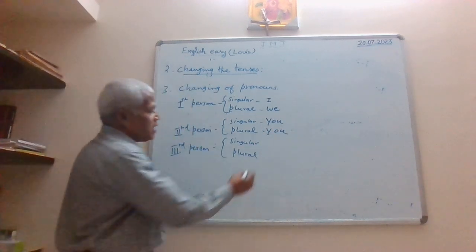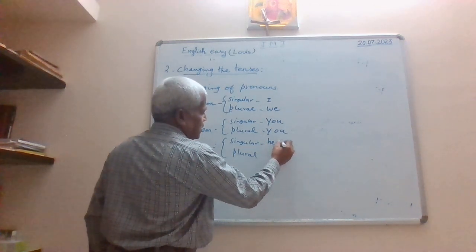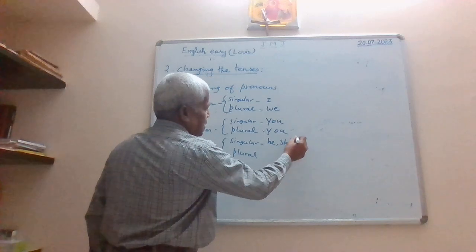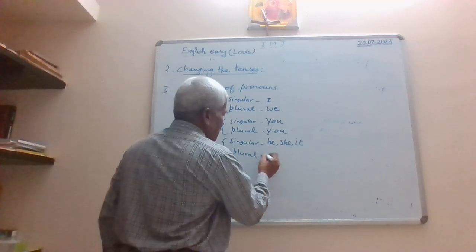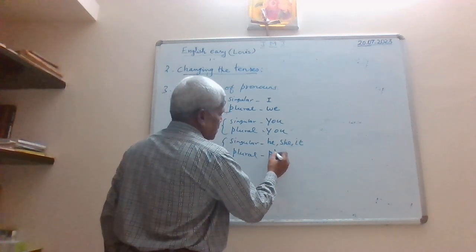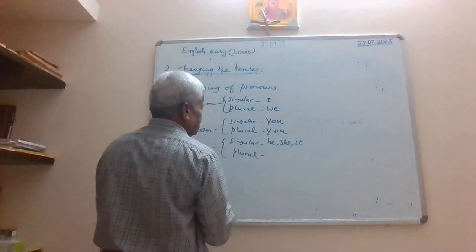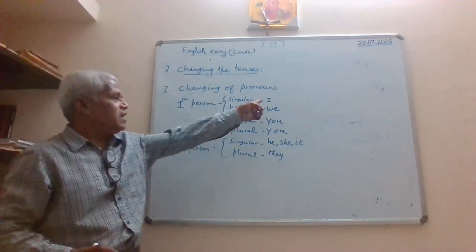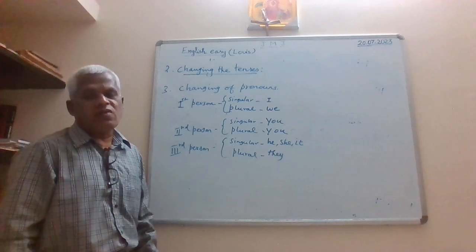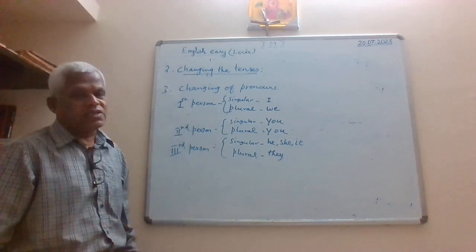Third person singular, and there are three: he, she, it. All these are known as third person singulars. And third person plural, they. Okay? They. So these are the 8 pronouns, known as first person, second person, third person.